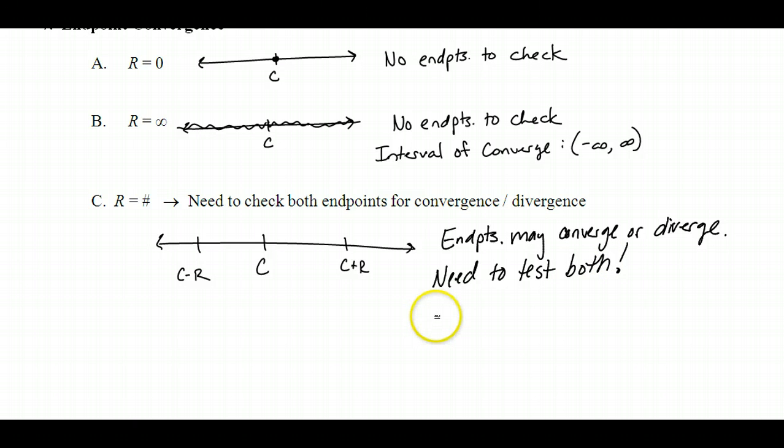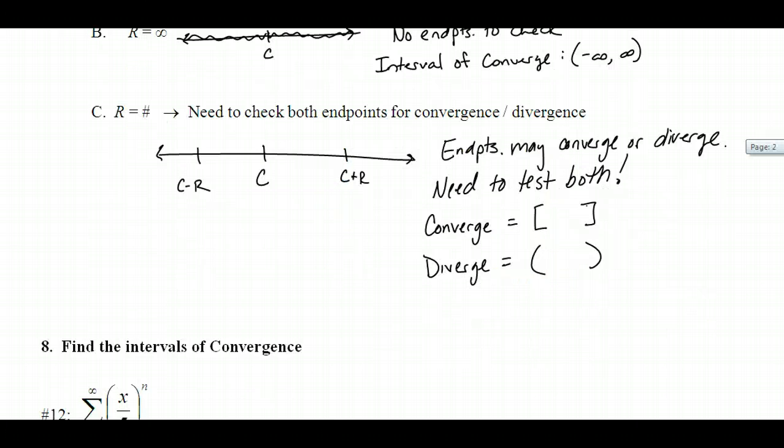If it is going to converge, that means that that point is included, and it better have a bracket. So either bracket, either way. If it diverges, that means that that point is not included. Those would be parentheses. But again, you can have the combination. So you can have the left side converge, and the right side may diverge. So you have to test both of them. It doesn't mean that they're going to be the same.